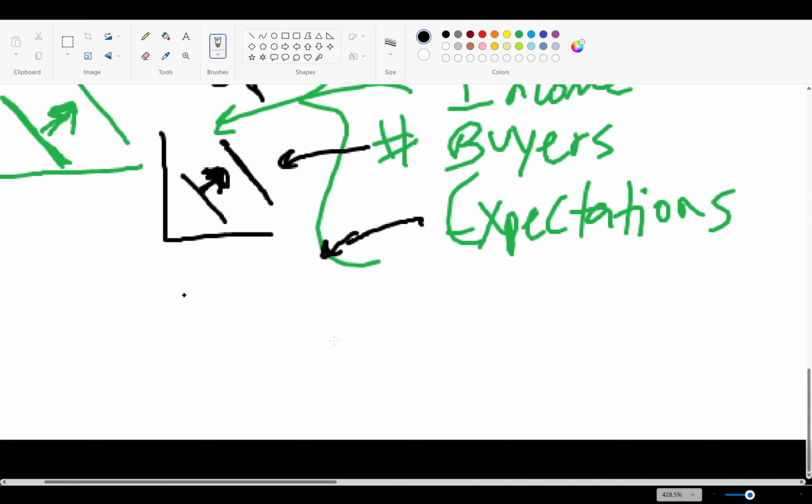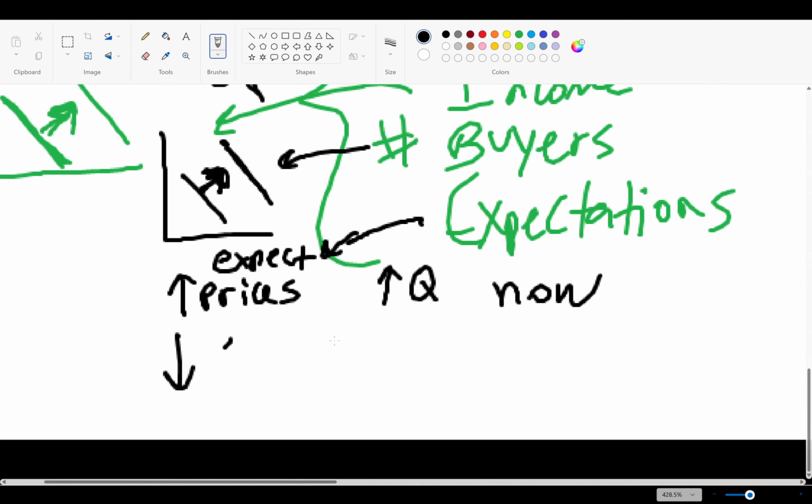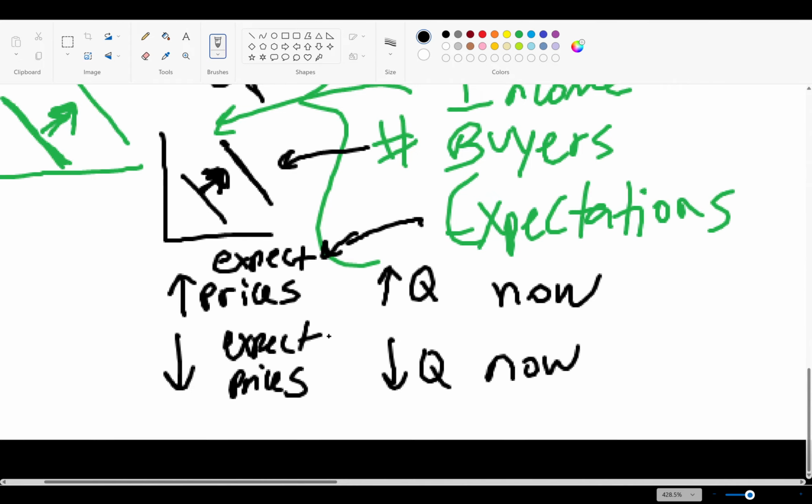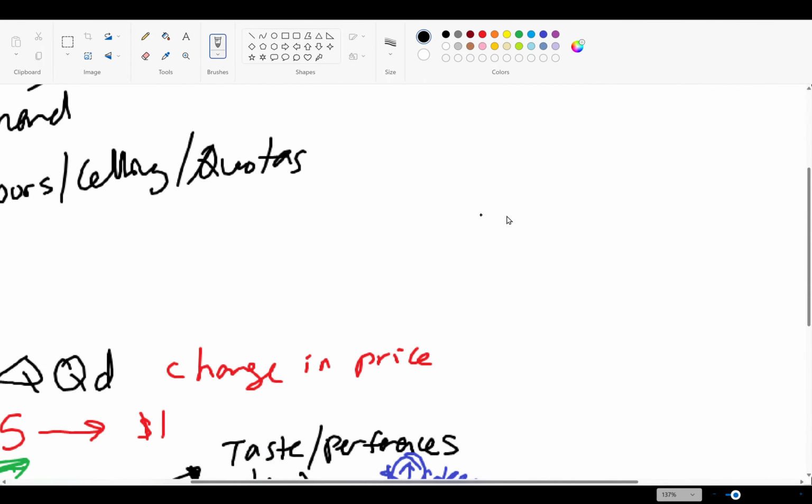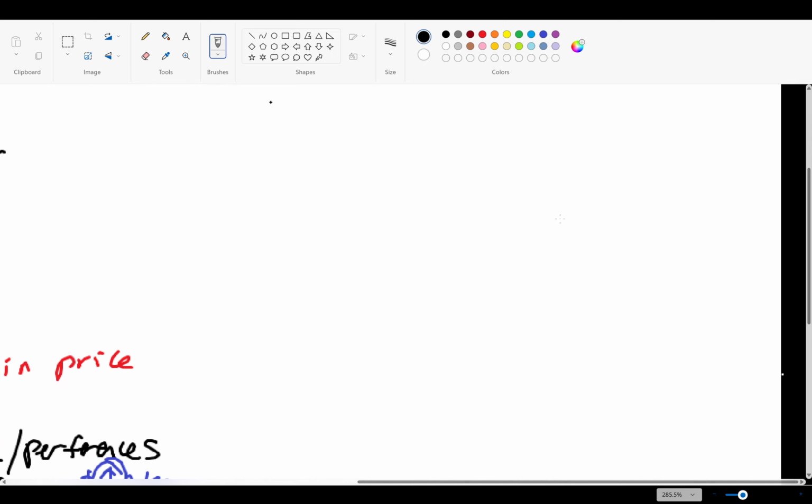If people expect your prices to go up in the future, they're going to buy more now. If people expect your prices to go down in the future, they're going to buy less now. And that's basically it. Now, let's go over why demand curves might slope down.